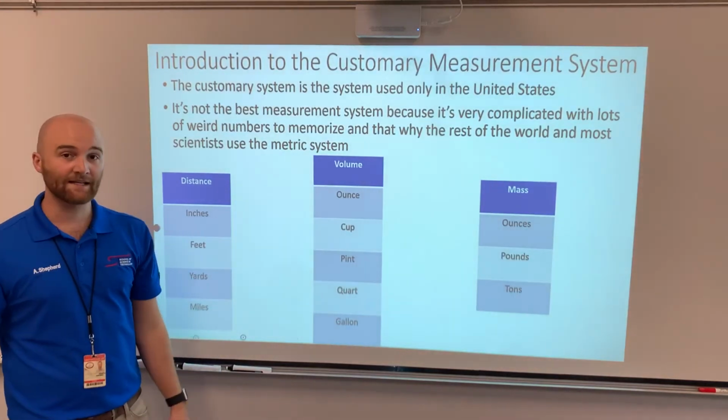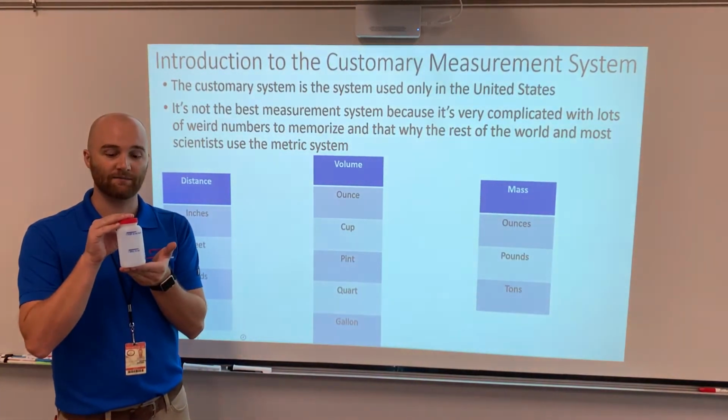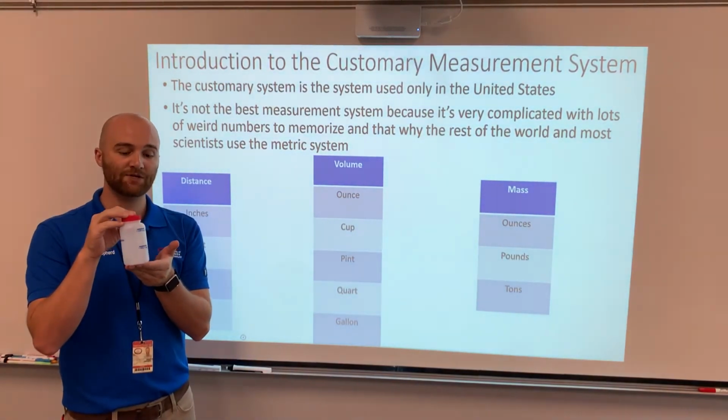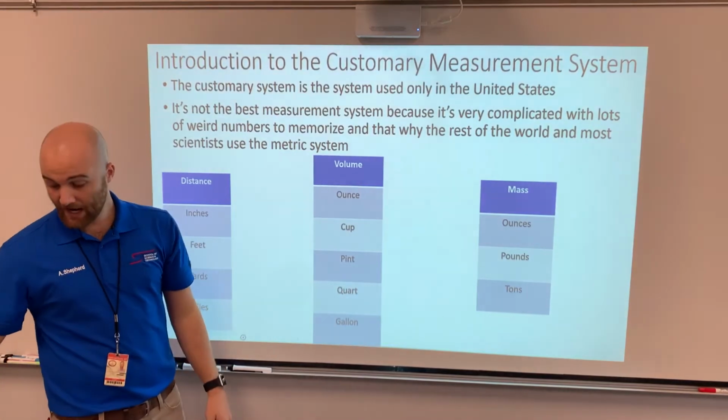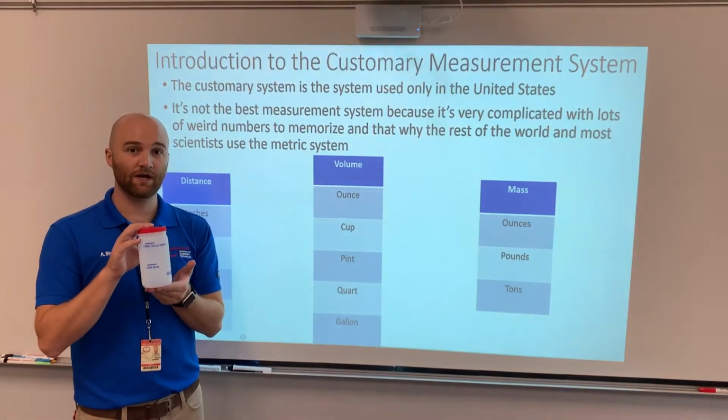A cup is not like a drinking cup. A cup is like a measuring cup. It's one of these small little cups. That wouldn't be a very good drinking cup, but that's a measuring cup. A pint is 2 of those. So a pint is 2 cups.